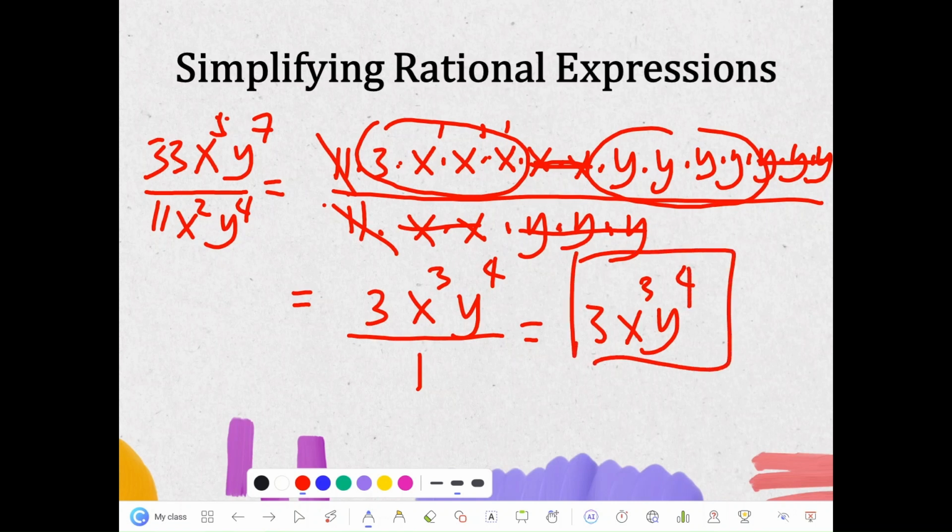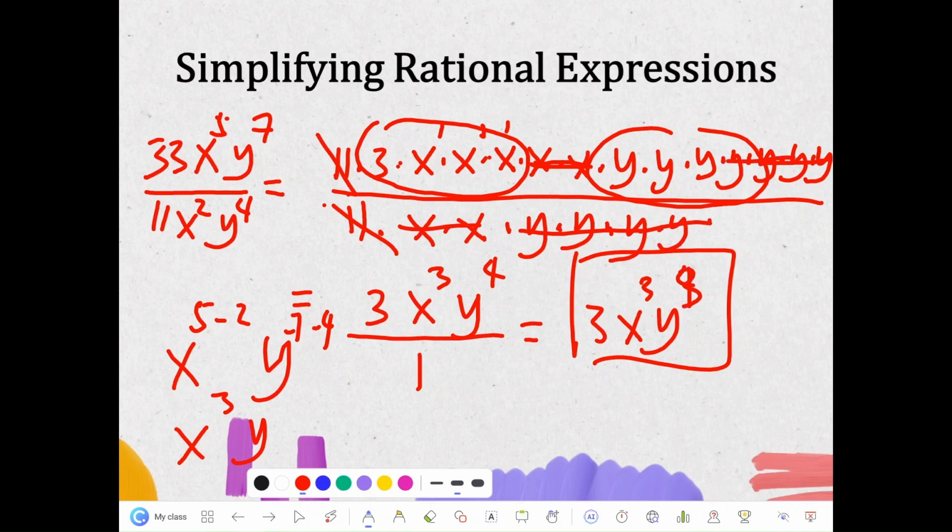Kung alam nyo yung laws of exponent, madali ito kasi gagawin mo is that you simply subtract for the x, you simply subtract 5 minus 2, tsaka sa y, 7 minus 4. This is simply equal to x raised to the third and y. May isa pa lang y dito, nakalimutan natin. So, ayan. So, this is y cubed. So, this is 3x cubed y cubed. Yan. Okay?